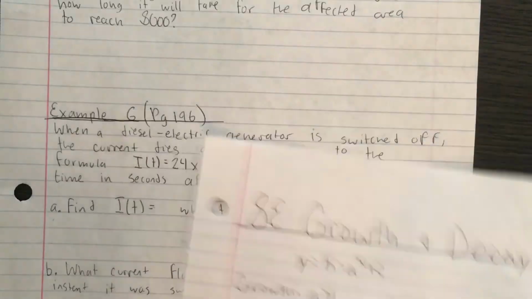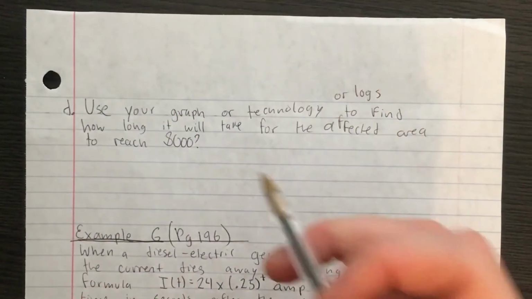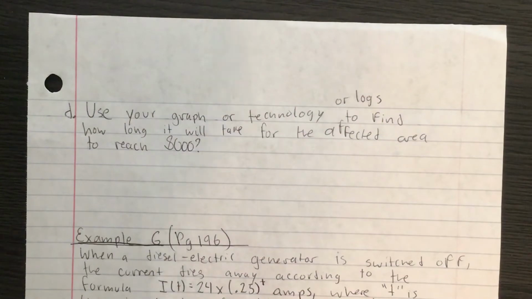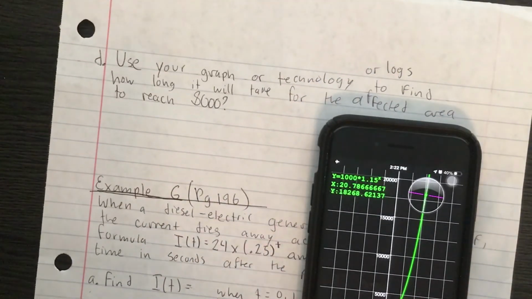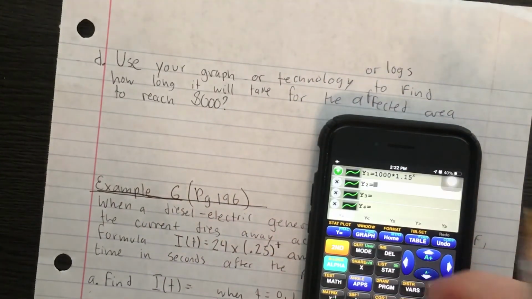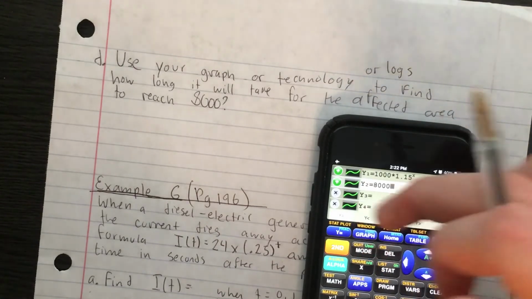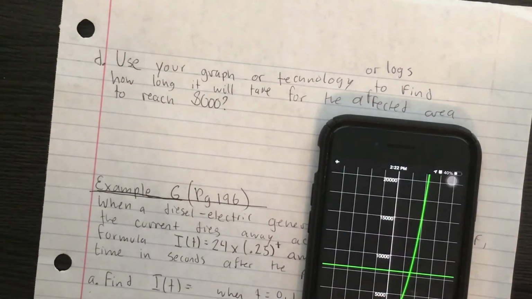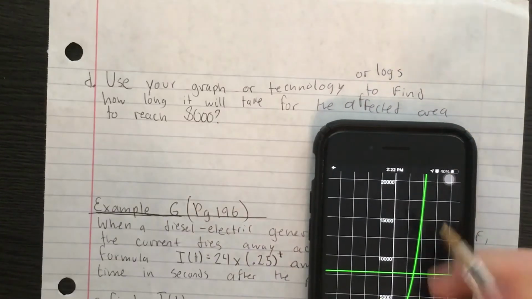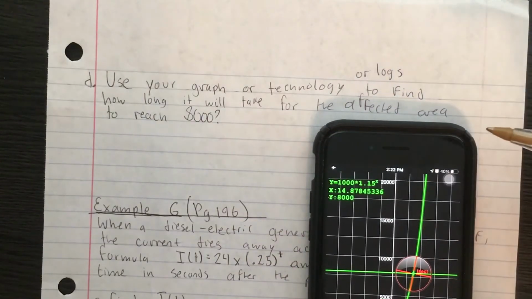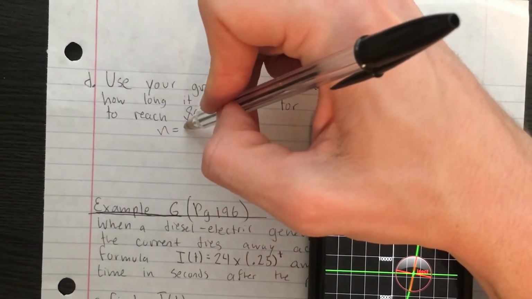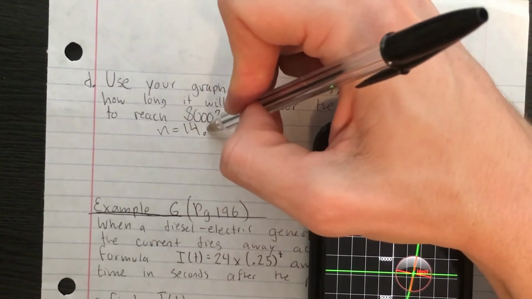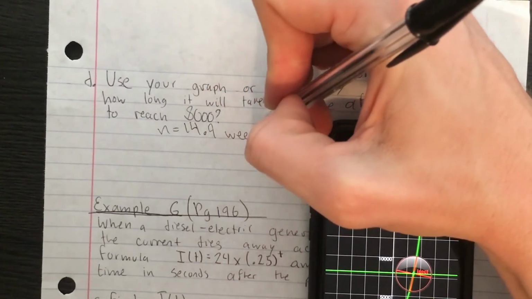And so then the last thing that we want to do is use our graph or technology to figure out the affected area. So we want to know, when is this going to reach 8,000? There are two ways that we could do this. We could set 8,000 equal to another part of our graph, and we look at that graph and we see this model is going to hit 8,000 at that point right there. At that point, we say n is 14.9 weeks.